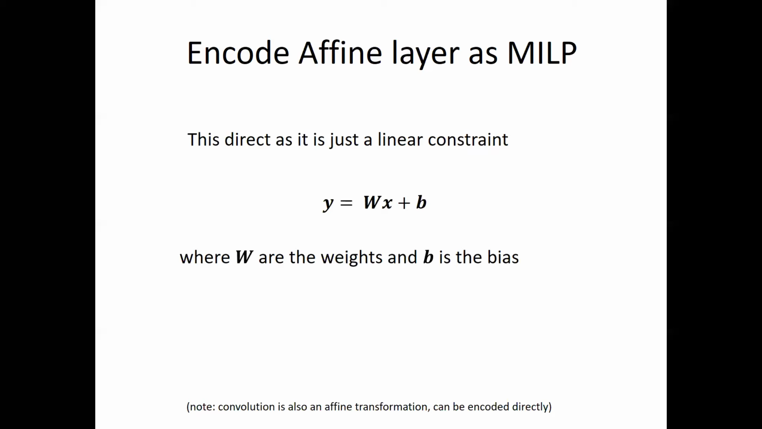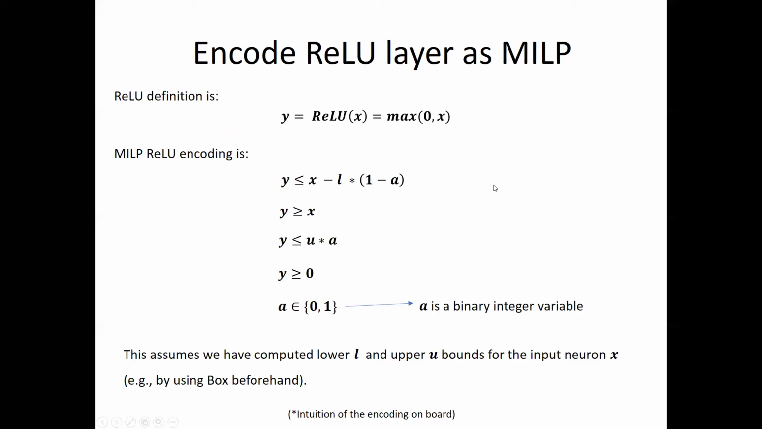And you can look at the paper that I pointed to before. Convolution also can be encoded fairly directly, similar to how we encode the affine layer. Okay, so encoding the affine layer is very direct with MILP. It's an exact encoding. Now let's see how to exactly encode the ReLU layer, and this is a little bit more involved. So we'll spend a little bit of time here.